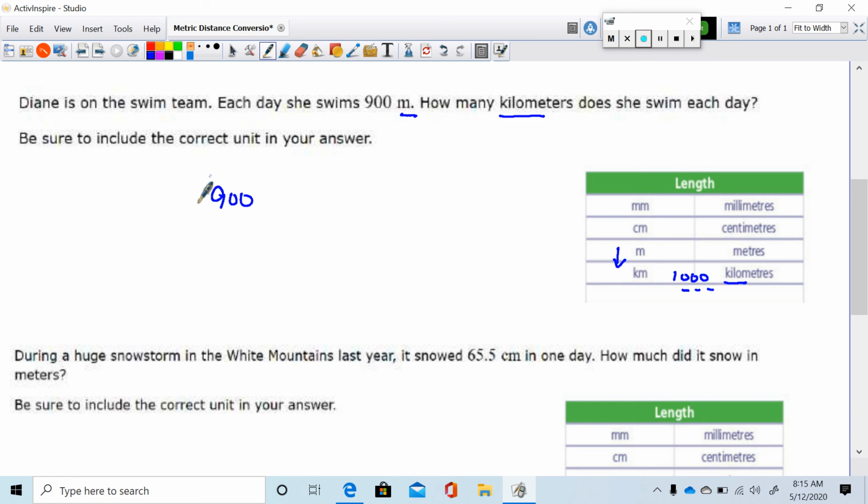Now, if there are no decimals in the original number, it's assumed to be at the end. So I'm going to start at the end and move to the left 3. 1, 2, 3. So my new decimal is going to be where my X is. So 0.9. Any zeros on the end, you can take those off. But if you don't have a number in front of the decimal, I do like to put a leading 0. So 0.9, and it's talking about kilometers.